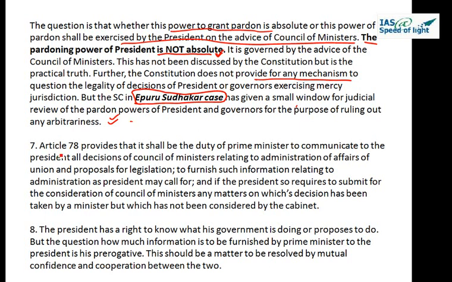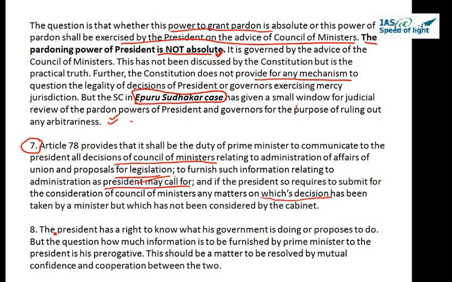Now coming to the 7th point of the executive powers of the President, Article 78 provides that it shall be the duty of the Prime Minister to communicate to the President all decisions of the Council of Ministers related to the administration of affairs of the Union and proposals for legislation. To furnish such information related to administration as the President may call for, and if the President so requires, to submit for the consideration of the Council of Ministers any matter on which a decision has been taken by a minister but which has not been considered by the Cabinet. Again, we will see this when we study the Council of Ministers, the relation between the Council of Ministers and the President.